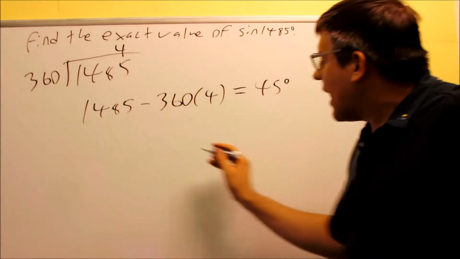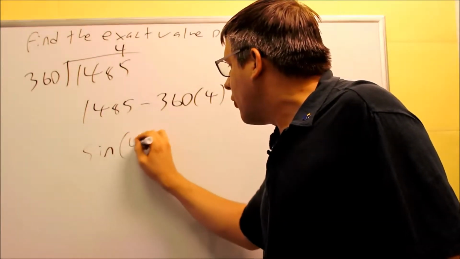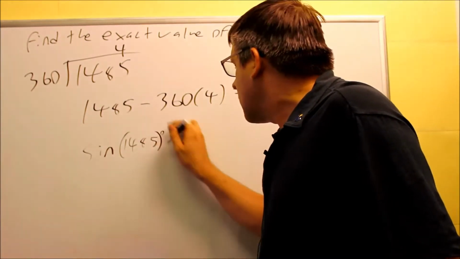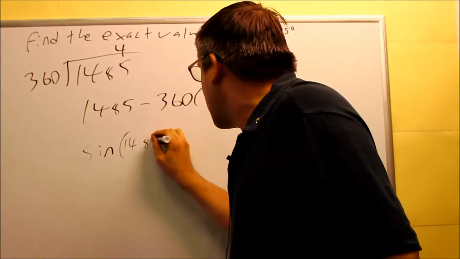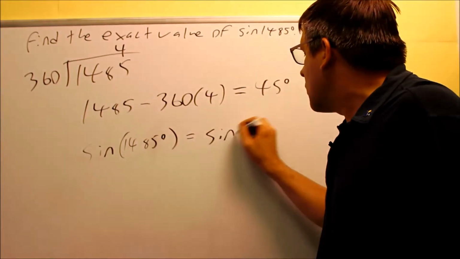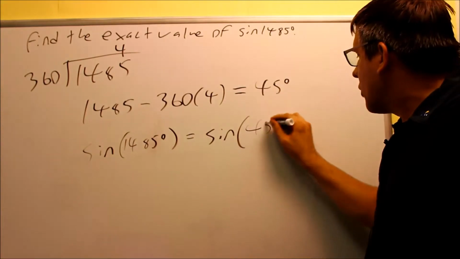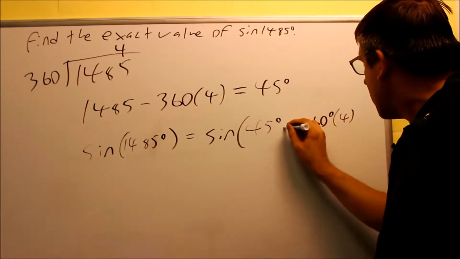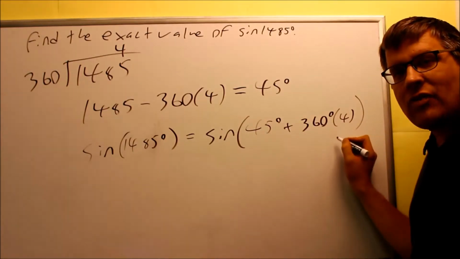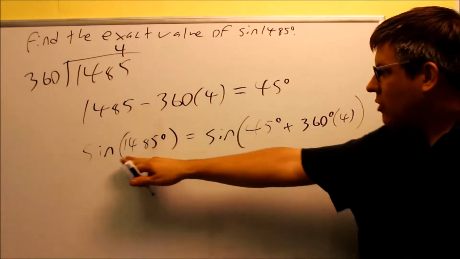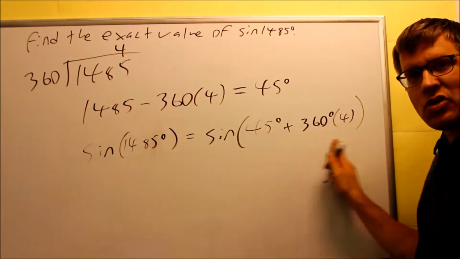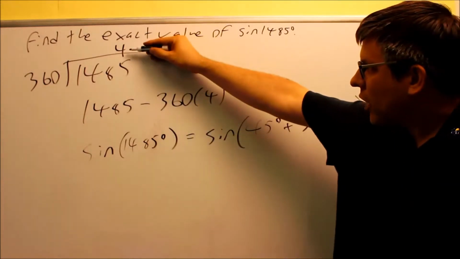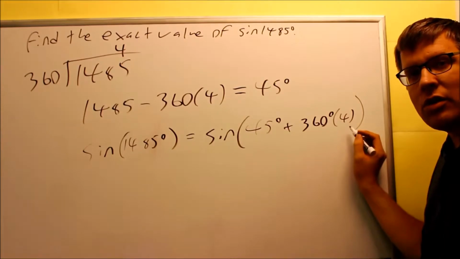So what that means is that I can rewrite this. Sine of 1485 degrees is exactly the same thing as sine of 45 degrees, which is what I'm originally starting out with, plus 360 times 4. The 4 right here is our K value that we had last time. So I can rewrite it as this expression right here: 45 plus 360 times 4. The 4 again came from when I originally divided it. That's my K value.